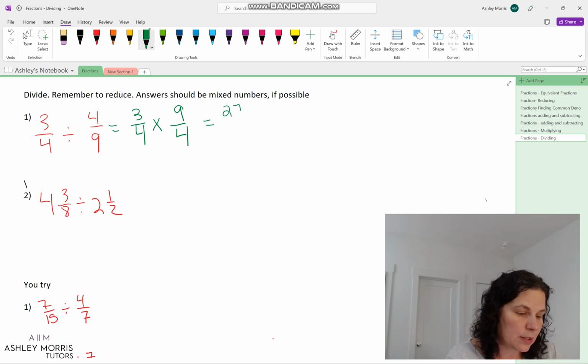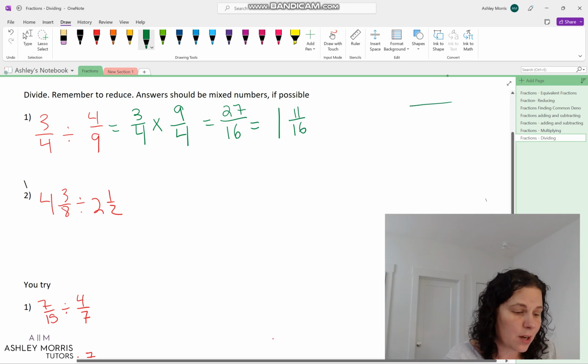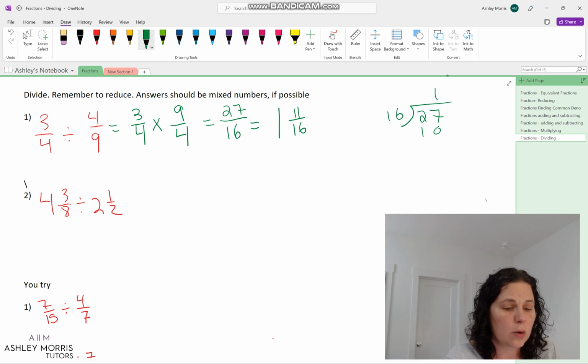So 9 times 3 is 27. 4 times 4 is 16. So that's going to give me 1 with 11 left over. And if you need to, come over here and do 27 divided by 16. That is totally okay. Do that scratch work. Not a problem.